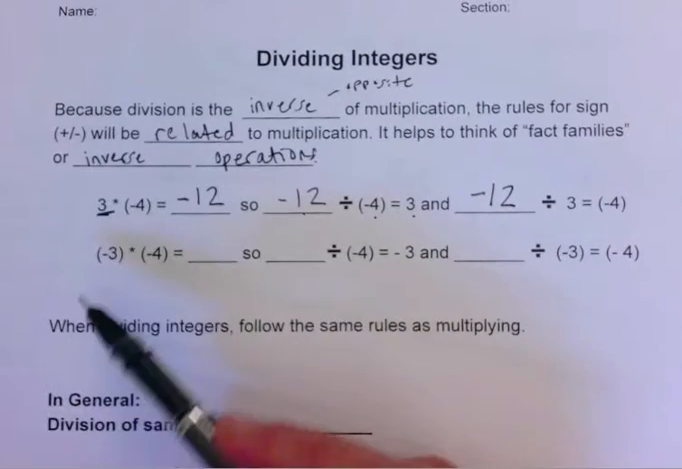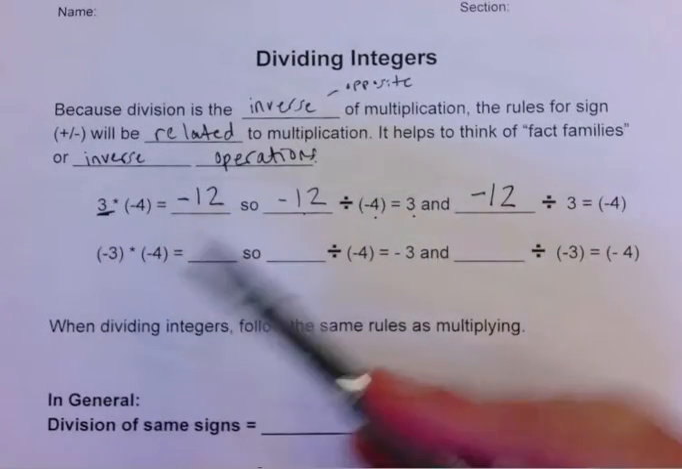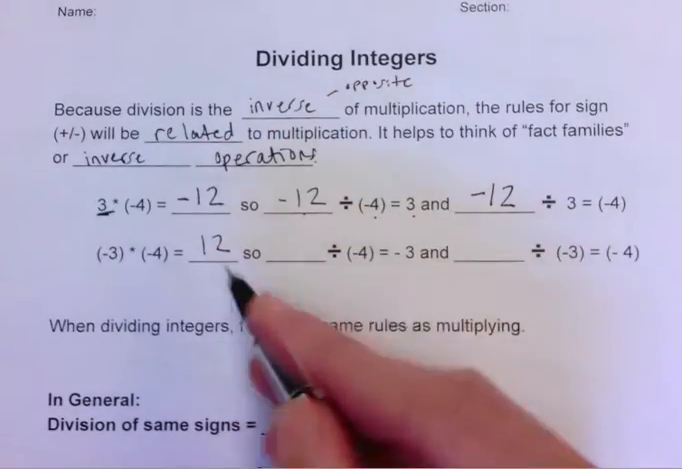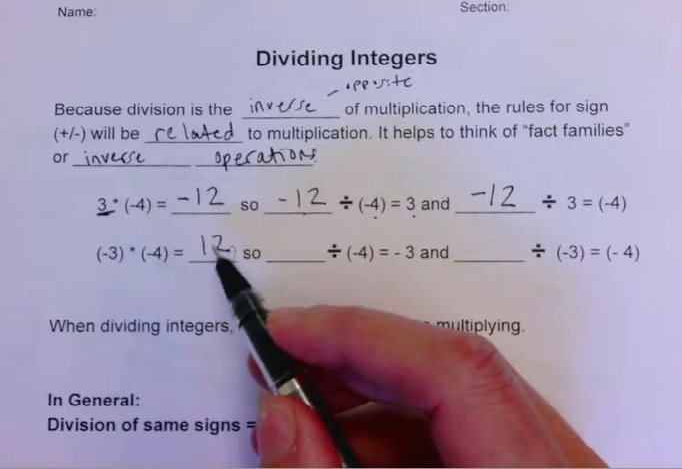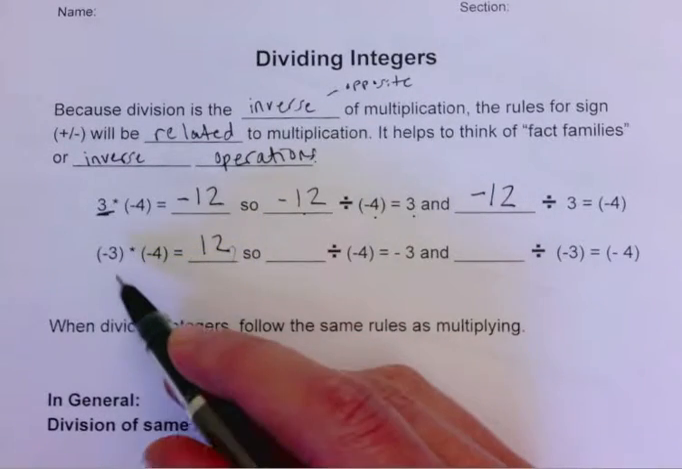So let's look at that in this case. If we have a negative times a negative, we know that's going to equal a positive 12. So if we do the inverse operation and think about 12 divided by one of these factors, then we know that it's going to equal the other factor.